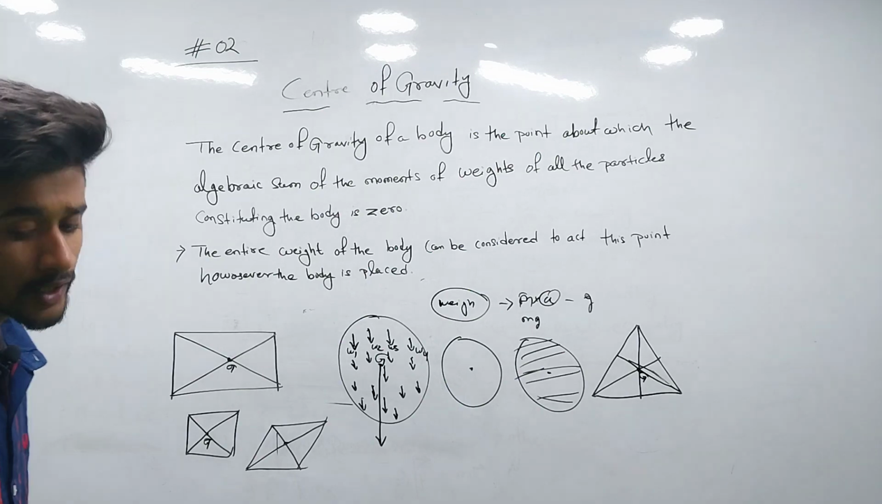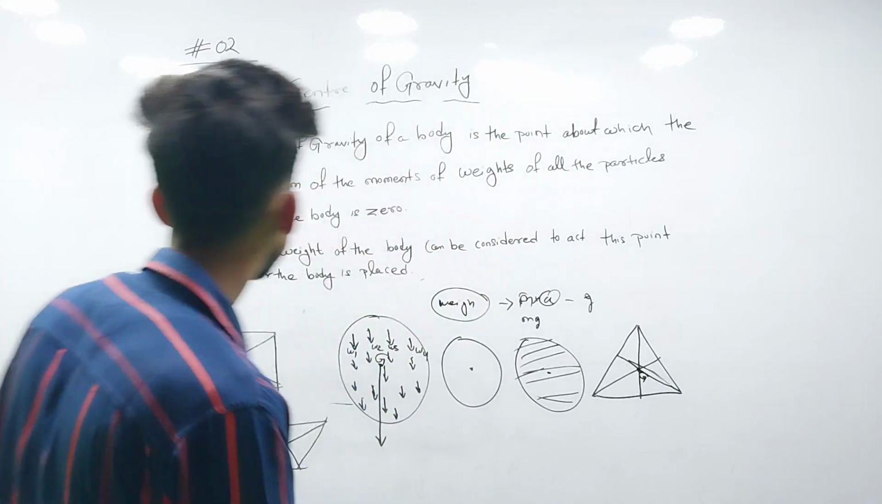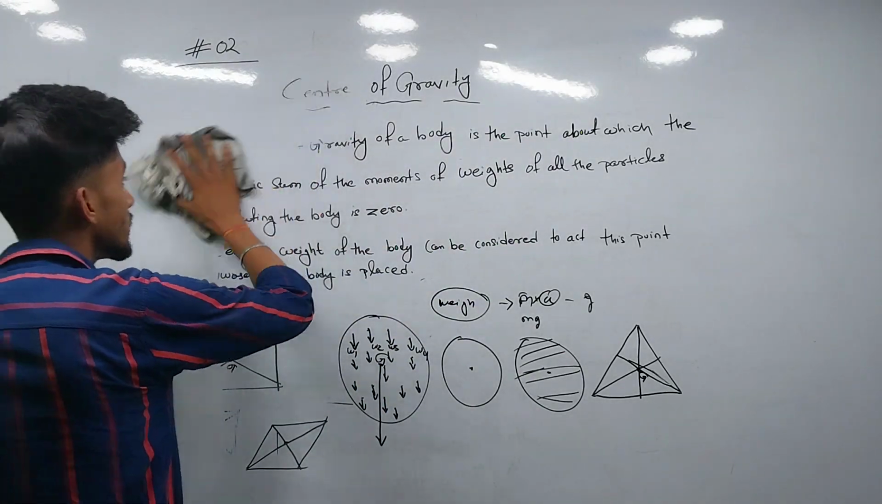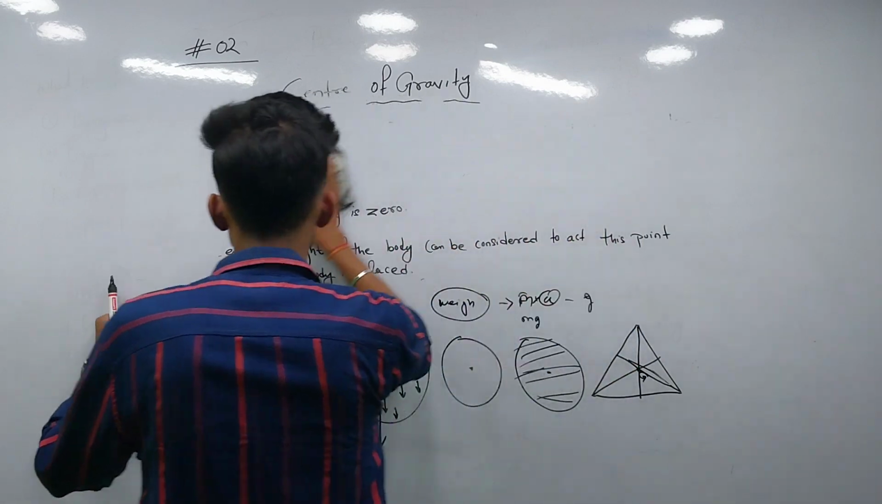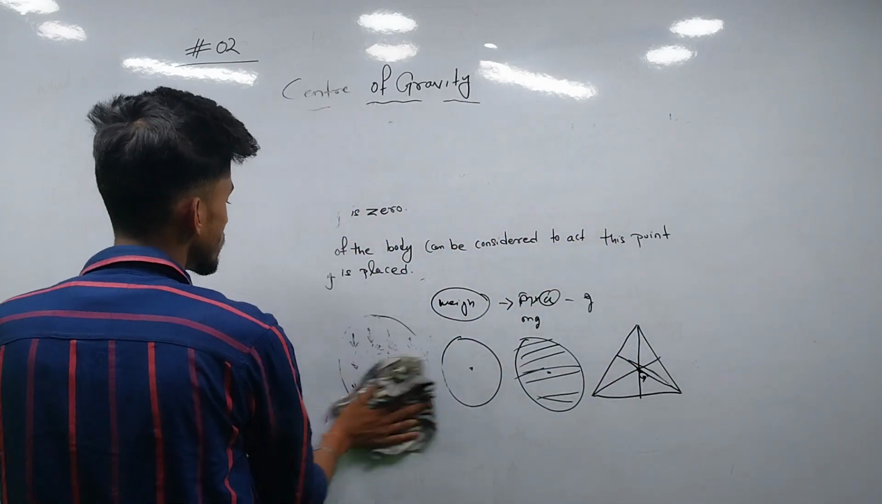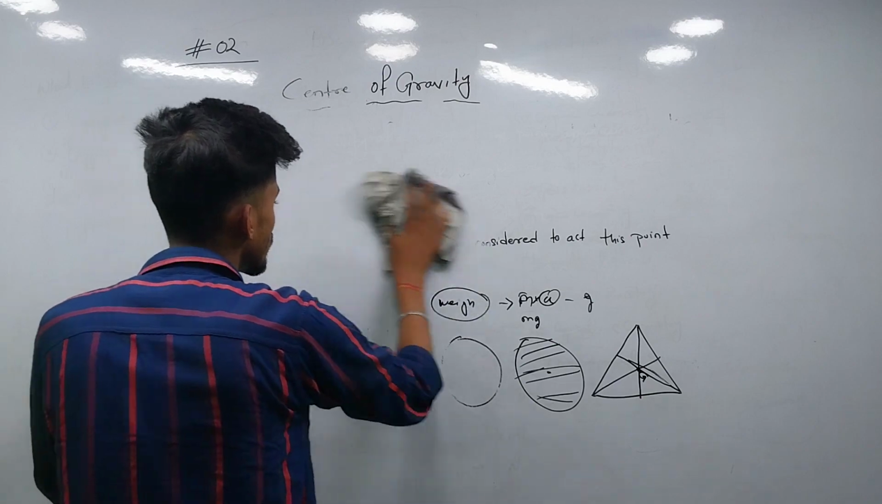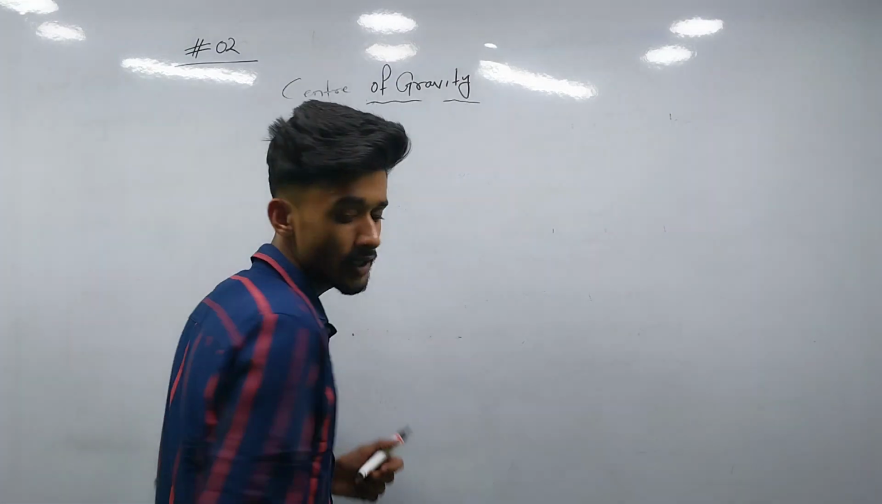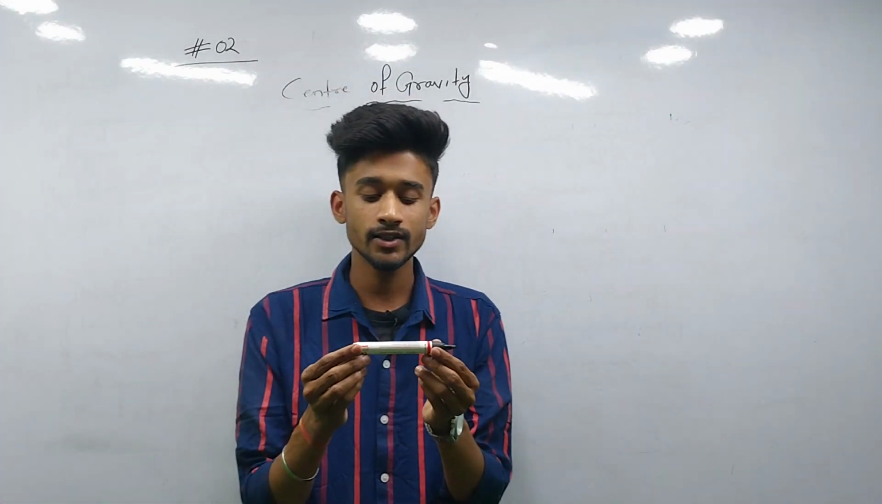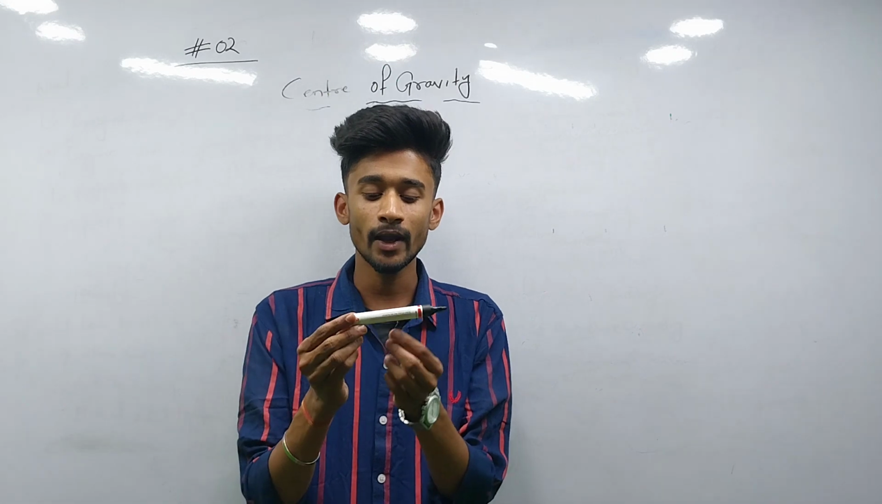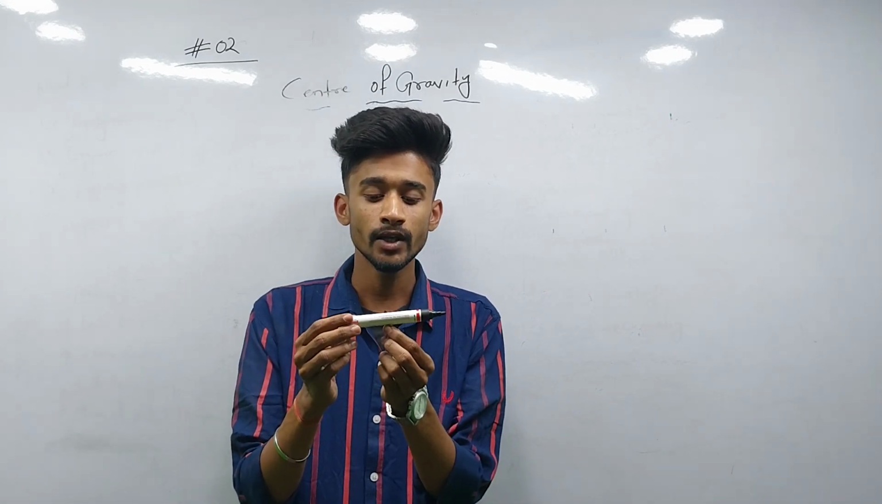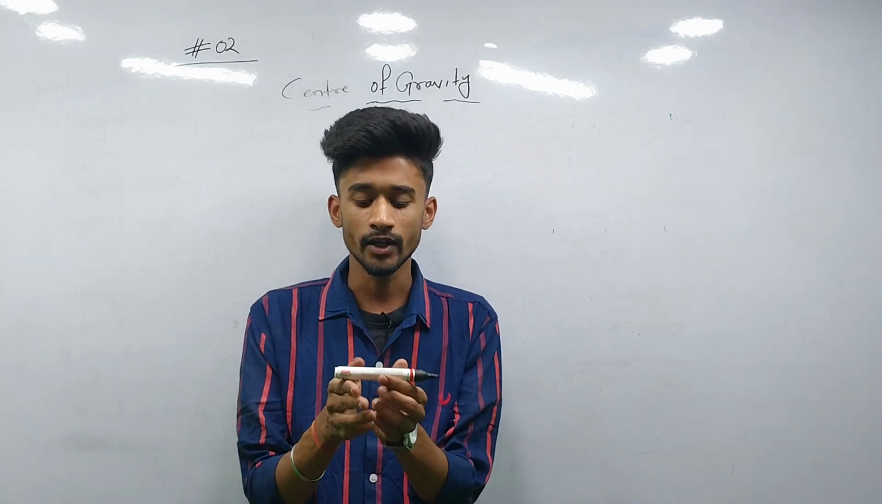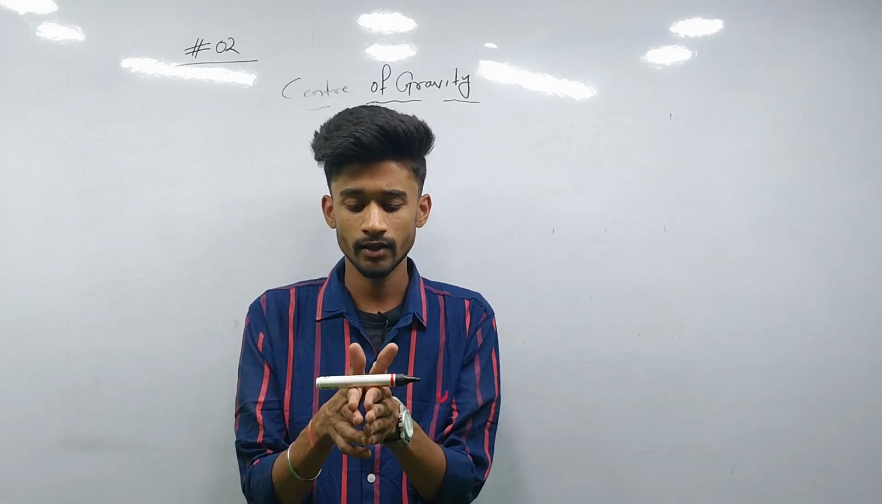But if an irregular surface or irregular lamina is given, then how do you find the center of gravity? If we find the center of gravity, then we can balance the object at that single point. Let's say this is the object, and we have to find its center of gravity. If we can balance it at a single point on a pin, then that point will be its center of gravity. Suppose I am balancing this.